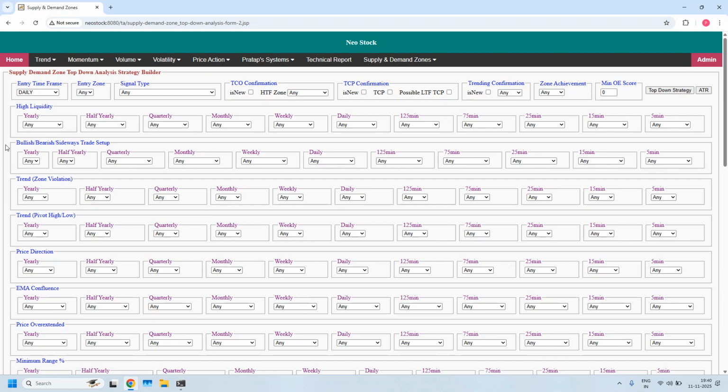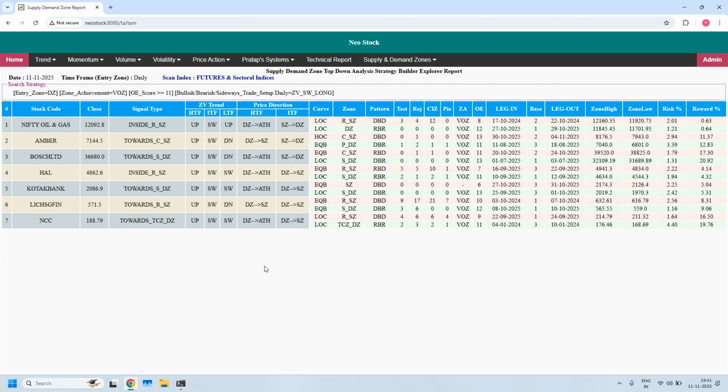Starting with monthly income trade sideways long trade setup, entry time frame daily, entry zone demand zone, bullish or bearish or sideways at daily time frame. I am selecting sideways long, zone achievement violated opposing zone, minimum odd enhanced score 11 for sideways. We got 7 stocks.